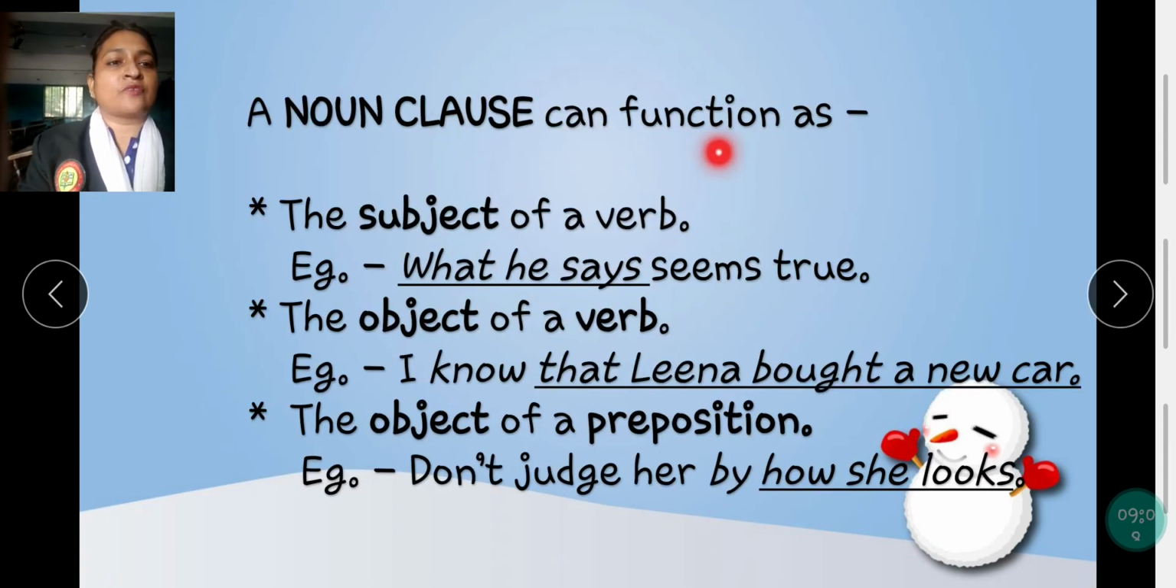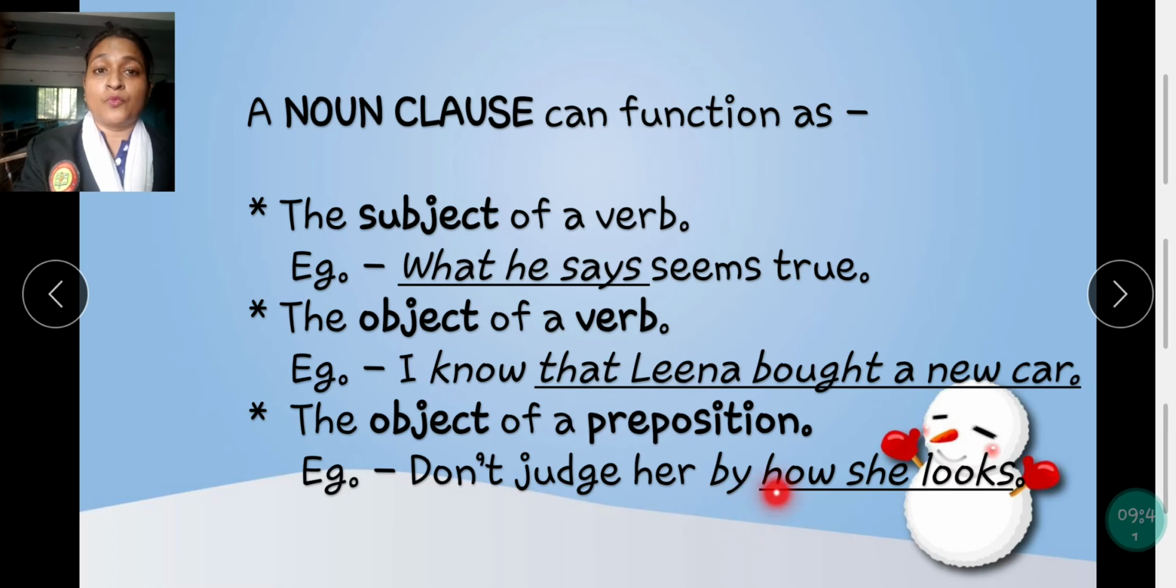A noun clause can function as the subject of a verb. What he says seems true. Now here what he says is used in the beginning and this is a clause, so this is the subject of a verb. Now the object of a verb. I know that Lena bought a new car. Now here this is after the verb, so this acts as an object. So this is known as object of a verb. The object of a preposition. Don't judge her by how she looks. Now after the verb there is by, so this is object of a preposition.